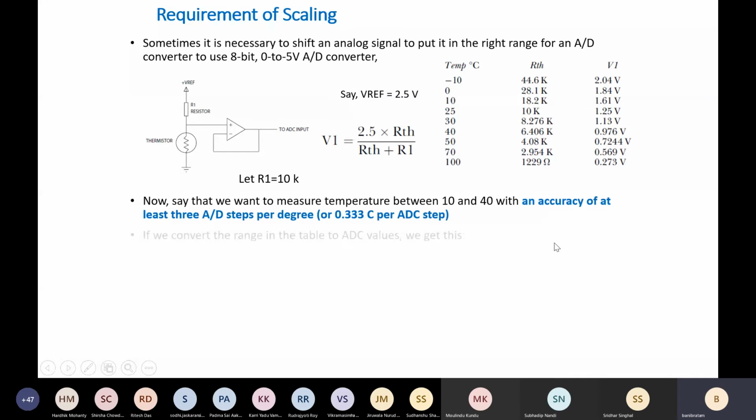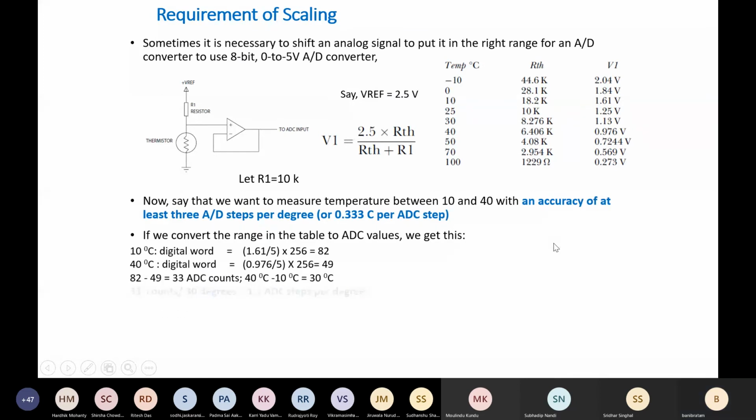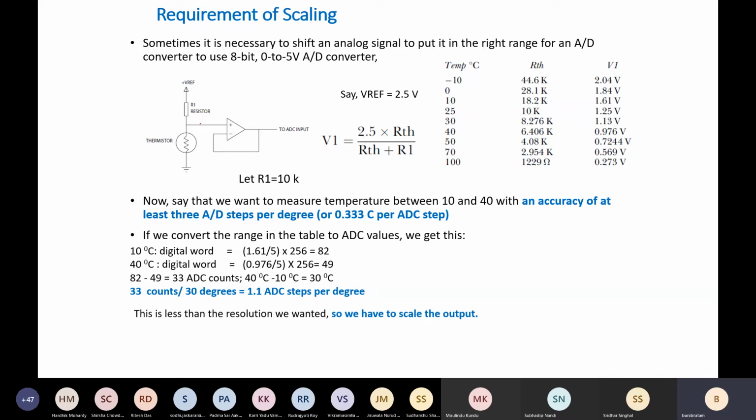Just look at this circuit further. Suppose this is our circuit and this is a simple buffer. The buffer will just pass whatever value is coming at this point. Suppose the voltage V1 is coming here, the same V1 will come here, and that I want to connect to the ADC of the microcontroller, right? Now here is just one example.